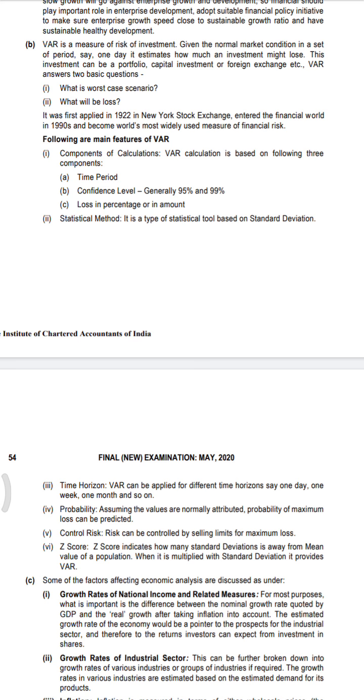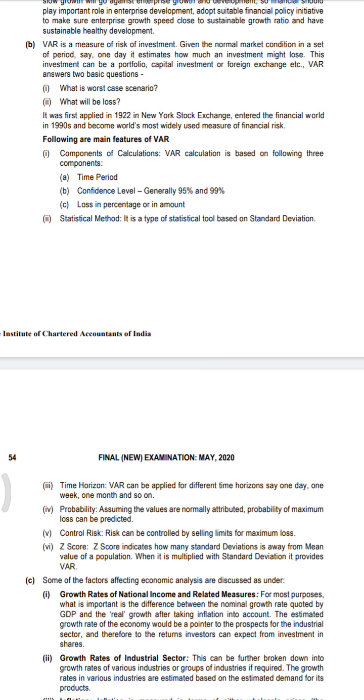VAR answers two basic questions: what is the worst case scenario and what will be the loss. It was first applied in 1922 in the New York Stock Exchange, entered the financial world in the 1990s and became the world's most widely used measure of financial risk. Following are the main features of VAR.